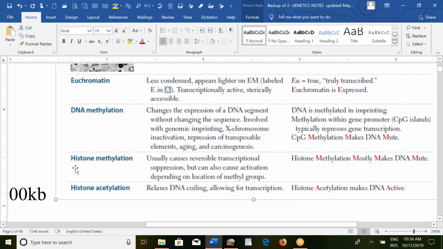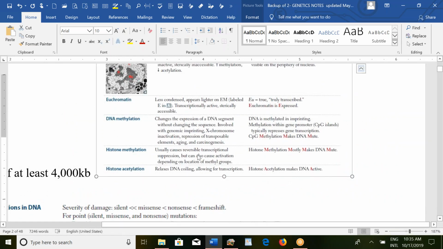Now, what if a histone is methylated? Histone methylation usually causes reversible transcriptional suppression, but can also cause activation depending upon the location of the methyl group. Histone methylation mostly makes DNA mute, mostly, but not always. Histone acetylation relaxes DNA coiling, allowing for transcription. So histone acetylation makes DNA active. A for active and M for mute. You can remember it like this.